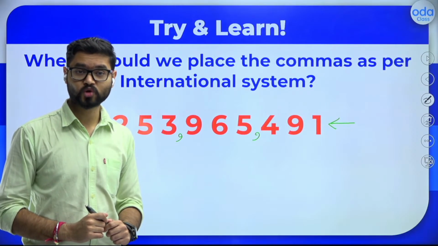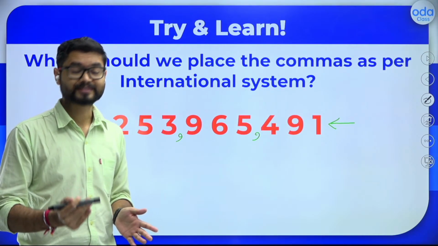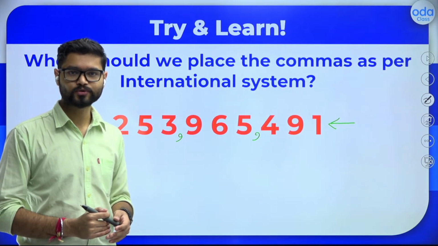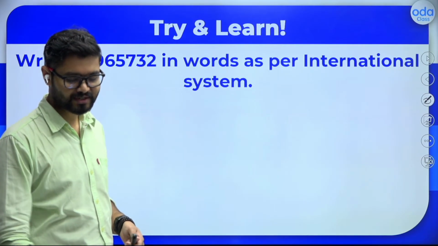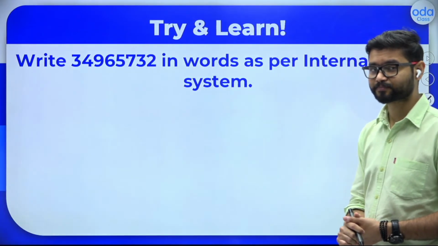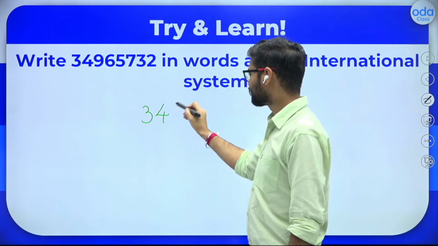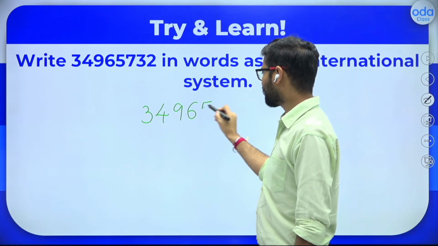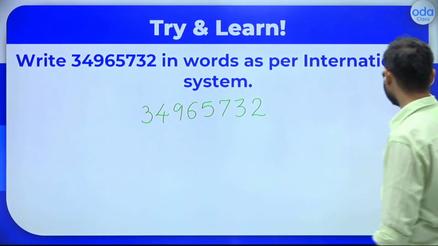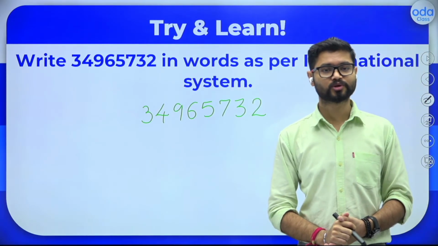We have learned how we can place commas. Let's learn how we can write a number as per the international system. In the Indian system, we have already learned how to write that. Now we shall learn how to write a number as per the international system. The given number is 3, 4, 9, 6, 5, 7, 3, 2. Before I start writing this, I have to put commas.